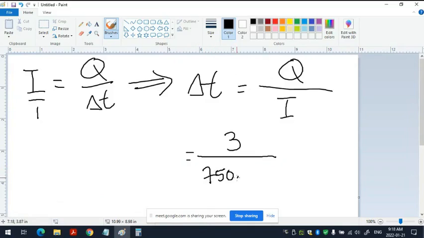Oh, it is the same thing. But I wrote the first equation incorrectly. Okay, so it is still 4 seconds.